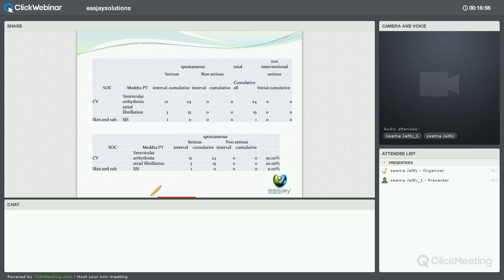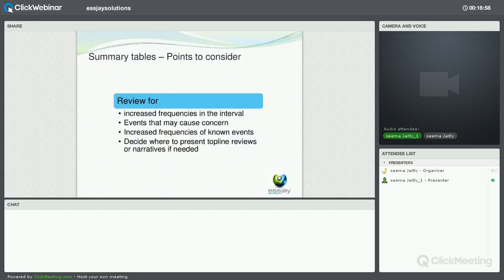So going back a couple of slides, sorry, they're slightly out of sequence, looking at points to consider for your summary table. So it's what we've just been saying: increased frequencies in the interval, any events that may cause concern that haven't been reviewed previously. It might be that they're out of your signal detection time, but you haven't quite got to those cases yet. Anything that might cause concern, you would expect to see that looked at, and if appropriate, it needs to be described in the PBRER somewhere appropriately. Okay.